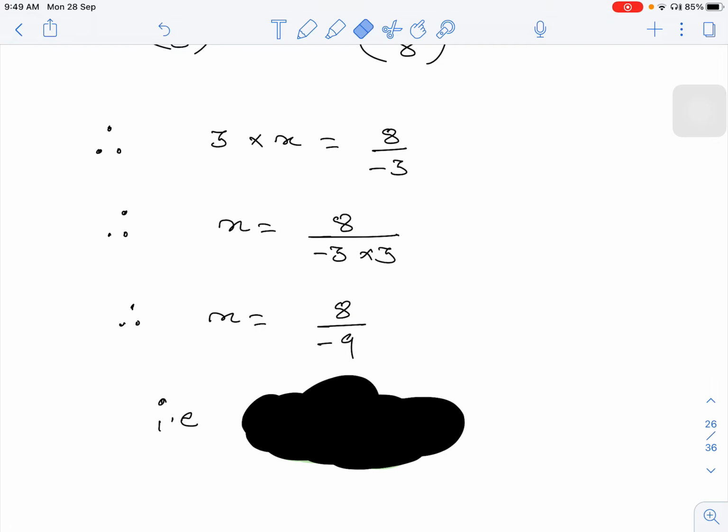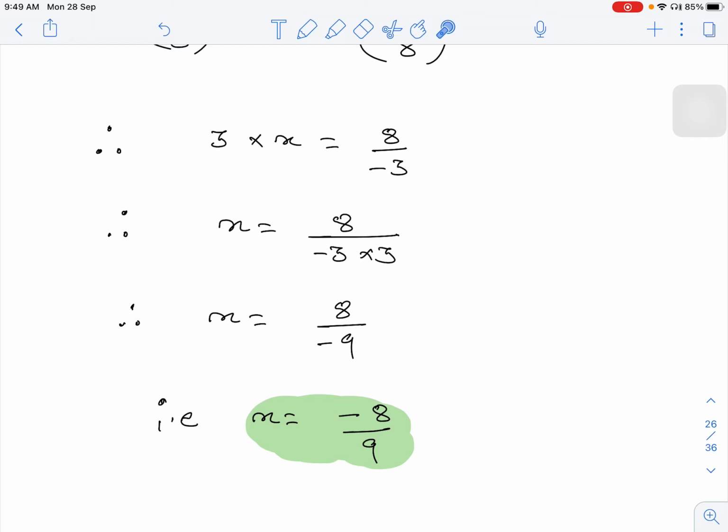So in the next step you will get 8 in the numerator as it is, now minus into plus is minus, 3 threes are 9. Now we will write this number in standard form, meaning our denominator must be positive. So what will be our final answer? x equals minus 8 upon 9.